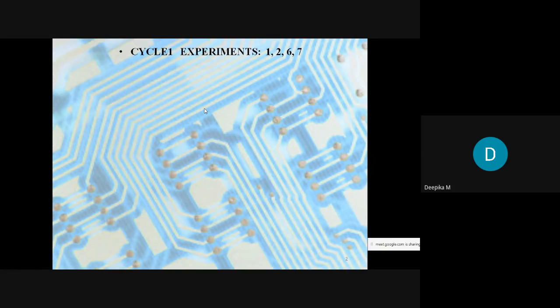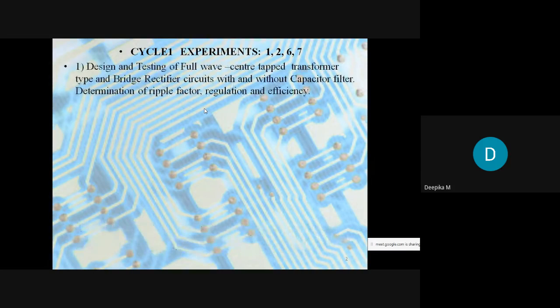We are going to classify the experiments into cycle 1, cycle 2, cycle 3 and cycle 4. In cycle 1 you will have 4 experiments, that is experiment numbers 1, 2, 6 and 7. Experiment number 1 is about the design and testing of full wave center tap transformer and also a bridge type rectifier circuit with and without capacitive filter, and also determination of ripple factor, regulation and their efficiency.